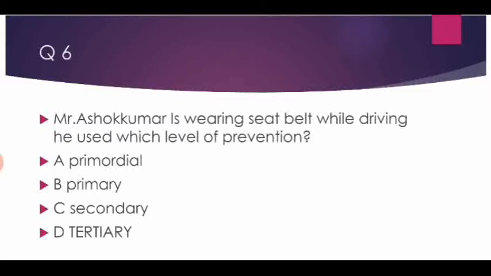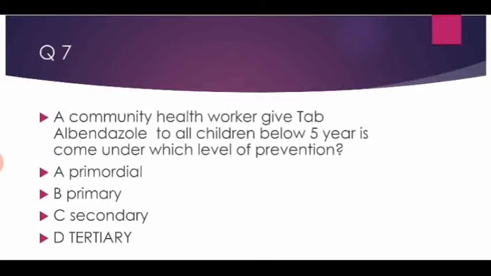So here our right answer is primary level of prevention. It is included in specific protection because we protect against accident cases. Wearing of a seat belt, then wearing of a helmet, these all are included in primary level of prevention. The next question: a community health worker gives tablets of albendazole to all children below 5 years. Which level of prevention does it come under? Here we minimize the risk factor, so it comes under the primary level of prevention.